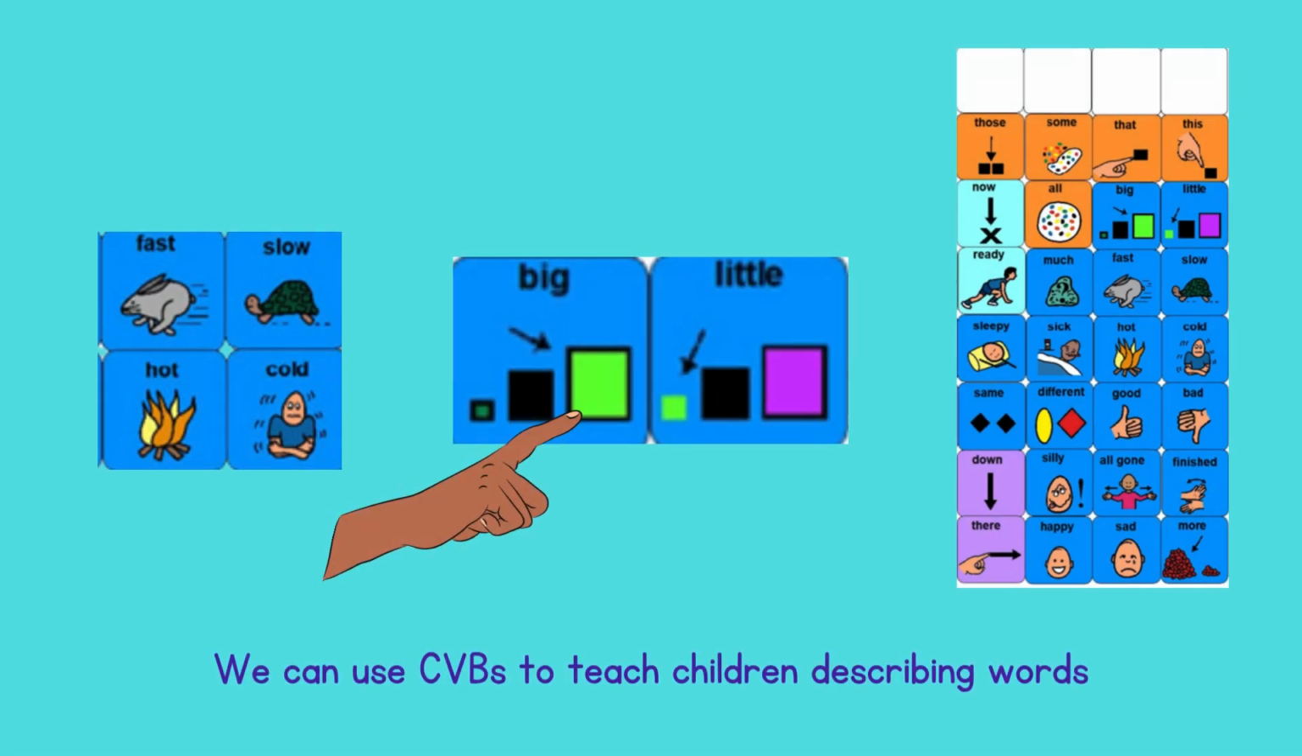And now we can also use core vocabulary boards to teach children describing words. For example, in this video, the parent uses and points to big and little to describe what her and her child are looking at.